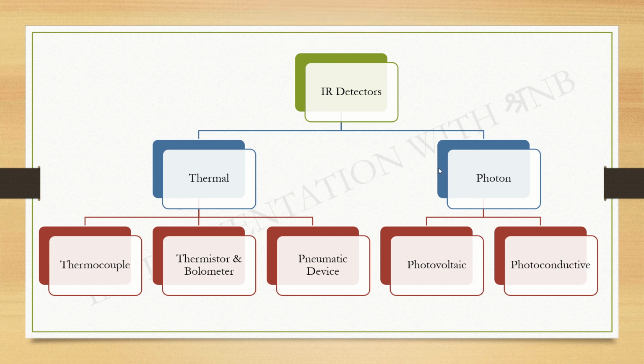Now, talking about the detectors, I have already told you about the detectors in my previous video. The link is given in the description box. So, IR detectors are basically of two types, thermal and photon. Thermal are again divided into three: thermocouple, thermistor and bolometer, and pneumatic device. Whereas photon is divided into two, photovoltaic and photoconductive.